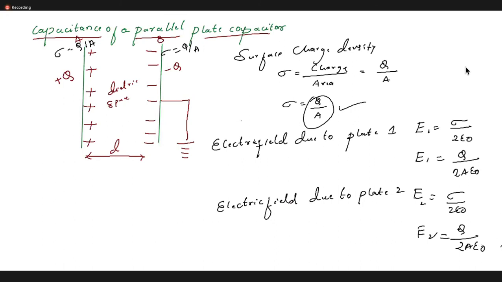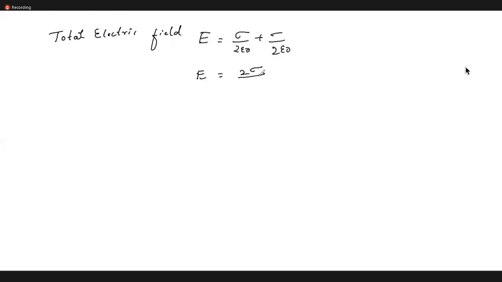Is it clear? So let me take the total electric field. Let me write E is equal to sigma by 2 epsilon naught plus sigma by 2 epsilon naught. Then E is equal to 2 sigma by 2 epsilon naught, which is sigma by epsilon naught. This is the net E, right?